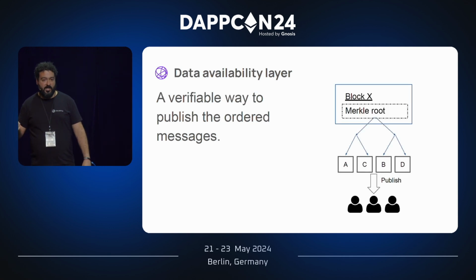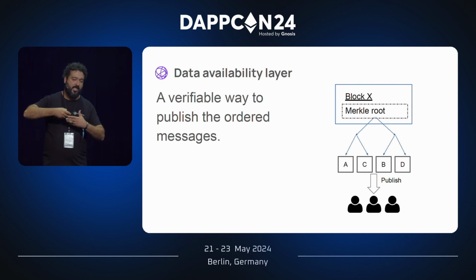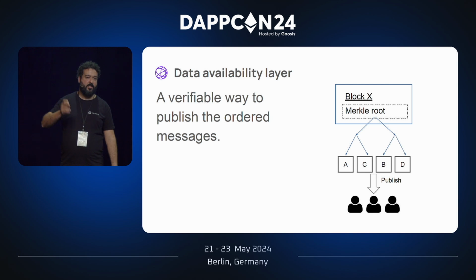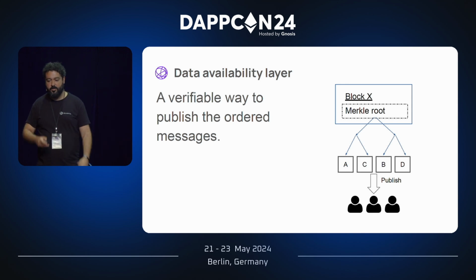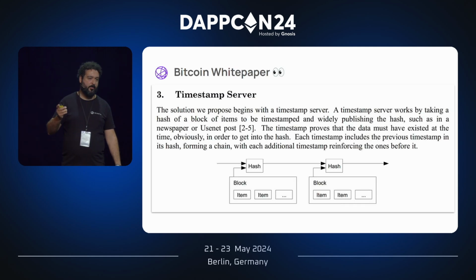The data availability layer, on the other hand, ensures that the data that was published, you can verify that it actually exists in the network and was published. So these arbitrary messages that get ordered must be available to you such that you can verify they were published. And then the execution layer, a brief detour to the Bitcoin white paper.